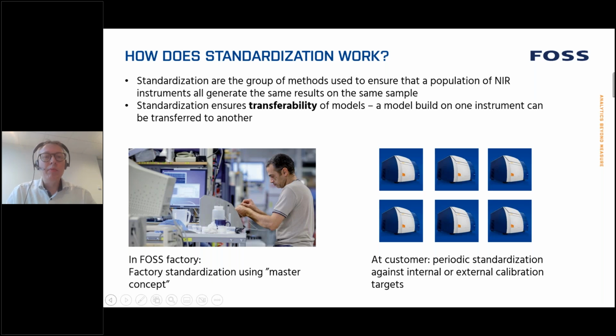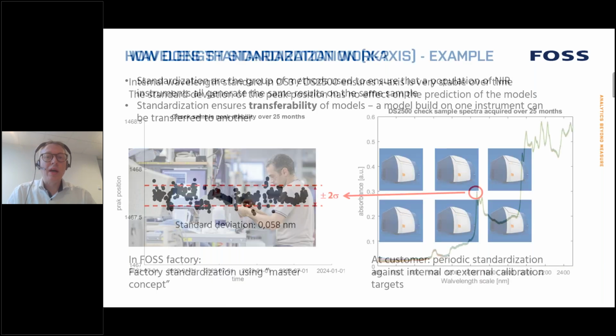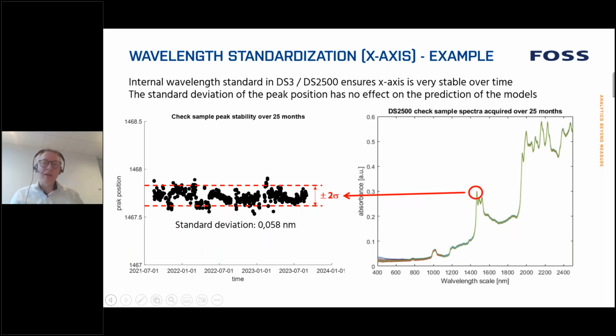One of the key points in standardization is to standardize the x-axis, the wavelength axis of the instrument. And here's an example of how well this can be done on a DS3, where we have followed the peak over 25 months, and you can see that the peak is really stable with very little variation on the wavelength axis. And this variation is well below what is needed in order to make sure that it doesn't have any effect on the prediction models that may be applied.